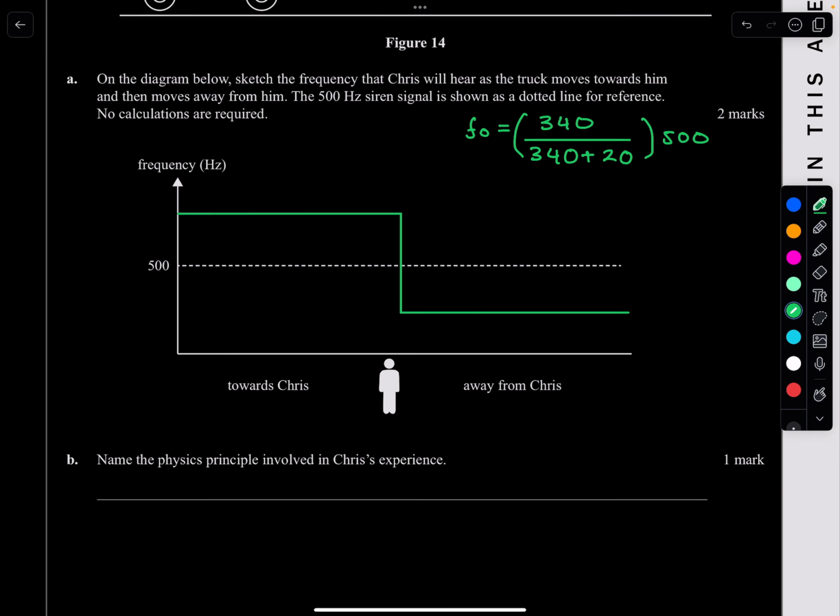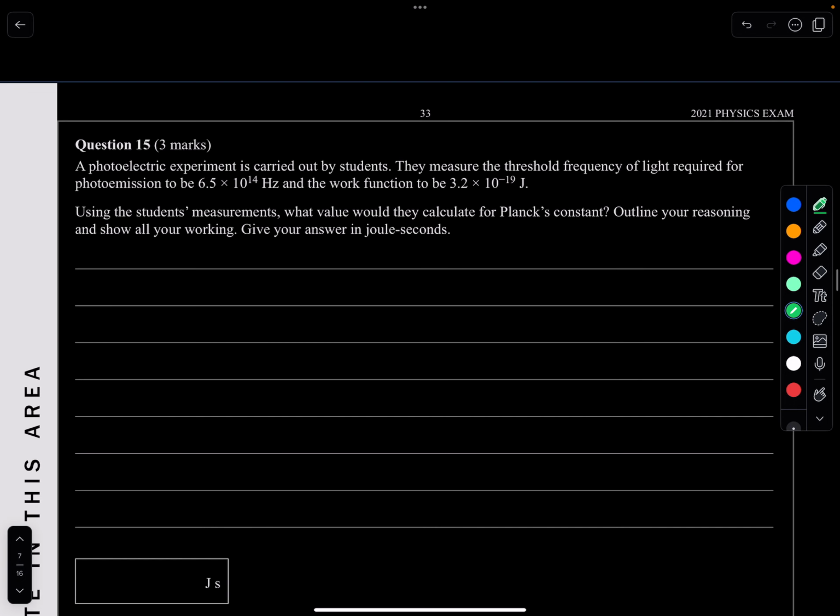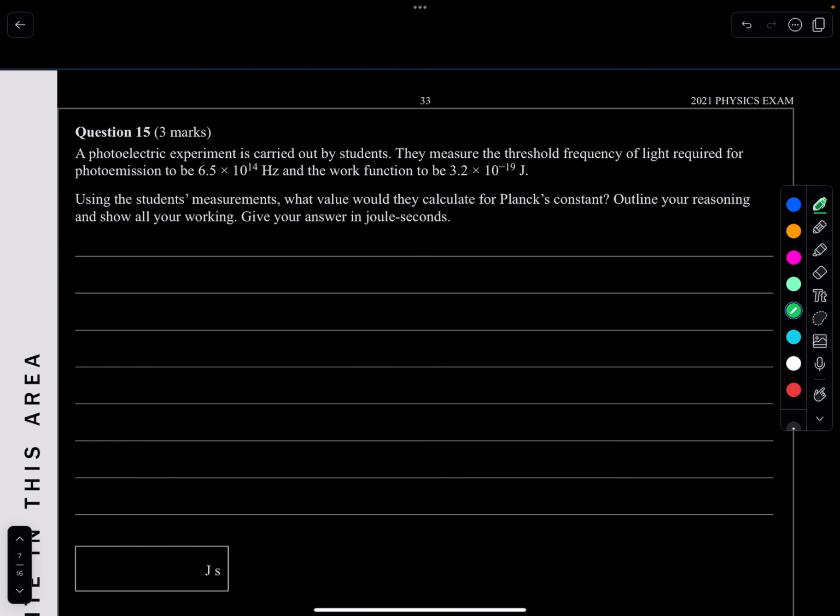Basically, yeah, the Doppler effect. Beautiful. Question 15. Let's have a try at this.